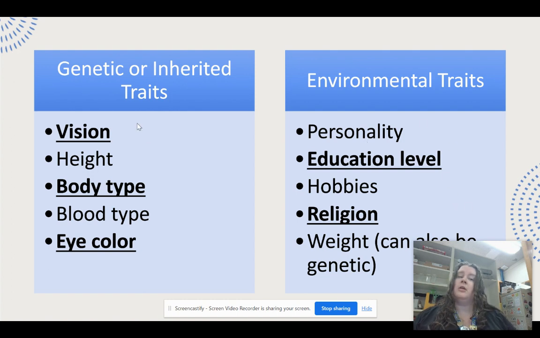These are the ones that you need in your notes. Okay. So some genetic or inherited traits. You've got vision, height, body type, blood type, and eye color. Environmental traits. You've got personality, education level, hobbies, religion, and weight. Weight can also have a genetic component, so that's just something to know.